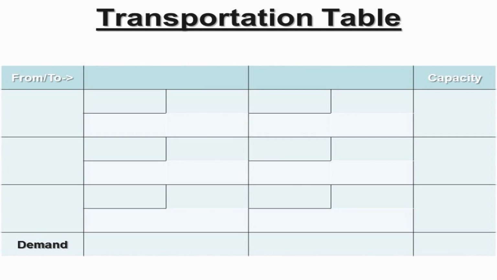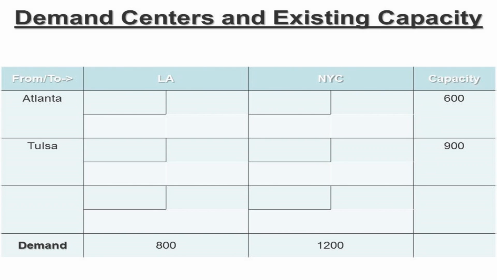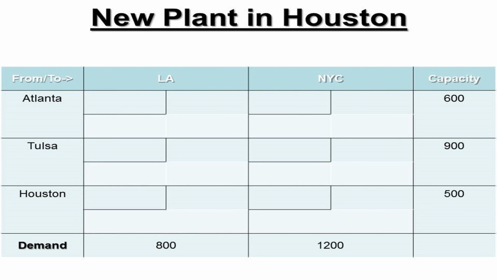So the transportation table looks like this. You have demand centers, you have capacity or supply centers, and we'll fill out these tables using the example. So recall the demand centers are LA and New York City, and their respective demands were 800 and 1200. And there are 2 existing supply centers, Atlanta and Tulsa, with their respective capacities of 600 and 900. Now the decision is in which city you want to build your next supply center. Is it going to be Houston or New Orleans?